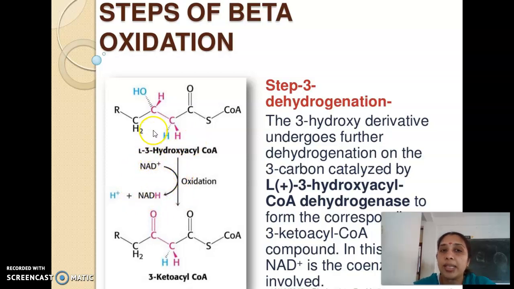So hydroxy acyl CoA is acted upon by NAD dependent dehydrogenase enzyme so that 2 hydrogen atoms are removed, but this time the hydrogen is going from the beta carbon atom so that a C double bond O is produced. Clear? So this compound is known as beta keto acyl CoA. The compound is known as 3 keto or beta keto acyl CoA.